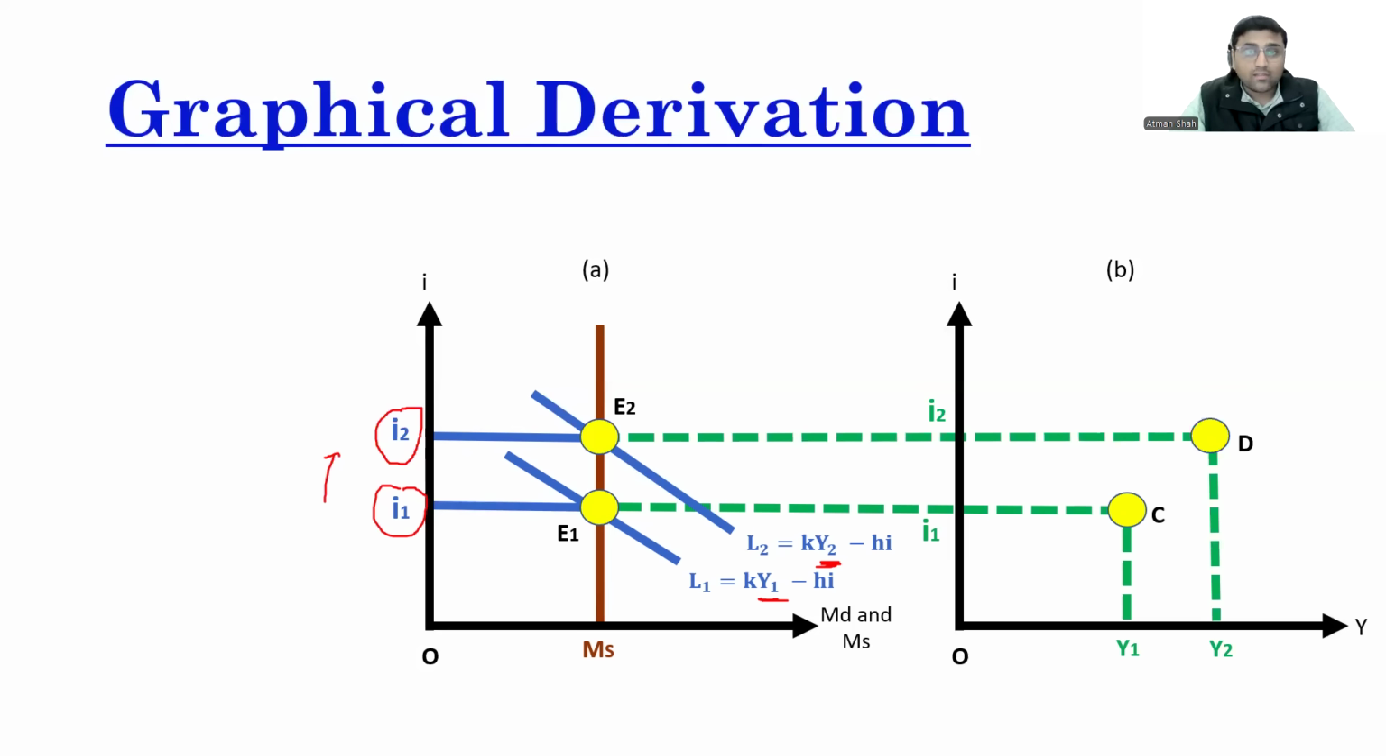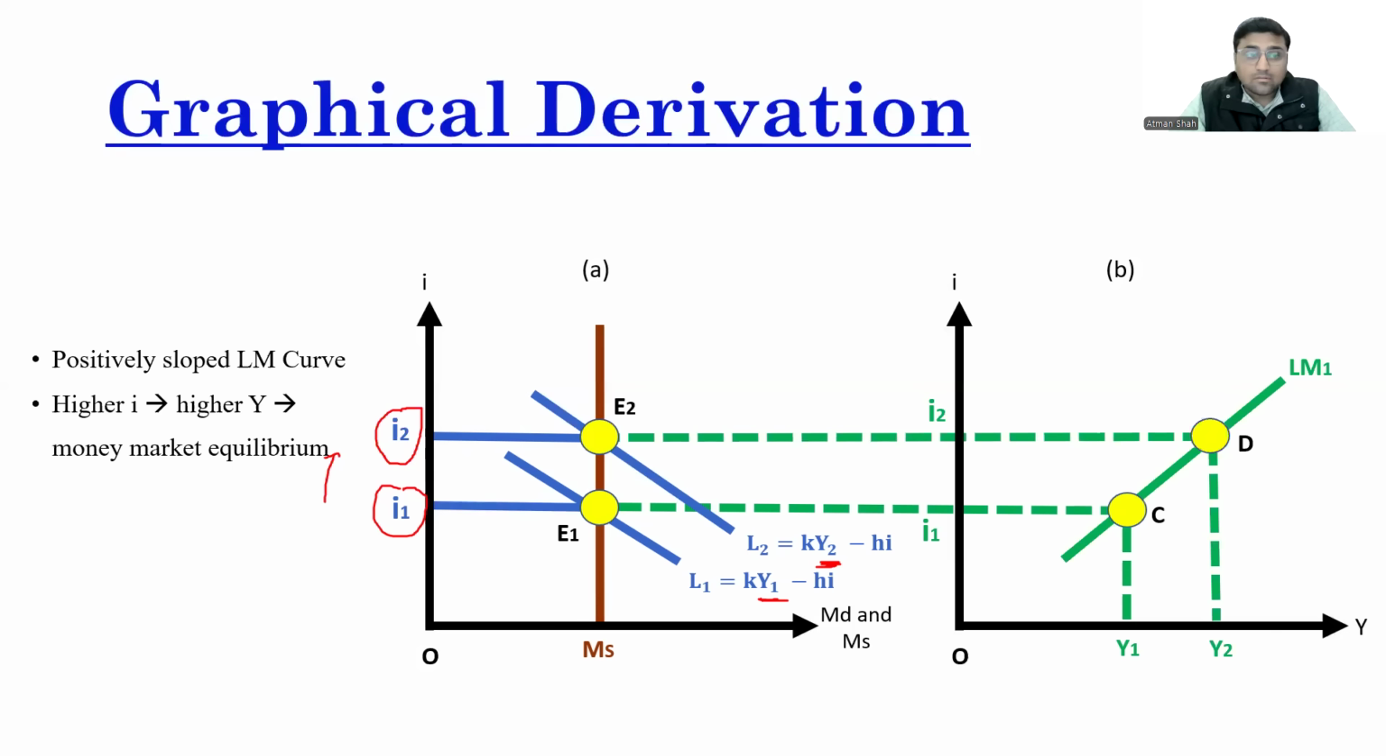So now you join these 2 points C and D, we will get the LM curve. So you can see we have positively sloped LM curve, and it shows that higher level of interest rate is associated with higher level of income, and therefore we have the money market equilibrium. So all points on LM curve exhibit the equilibrium in the money market. So that is the idea of LM curve and its mathematical and graphical derivation.